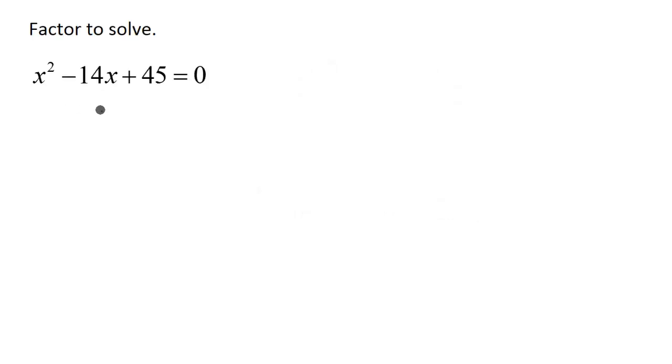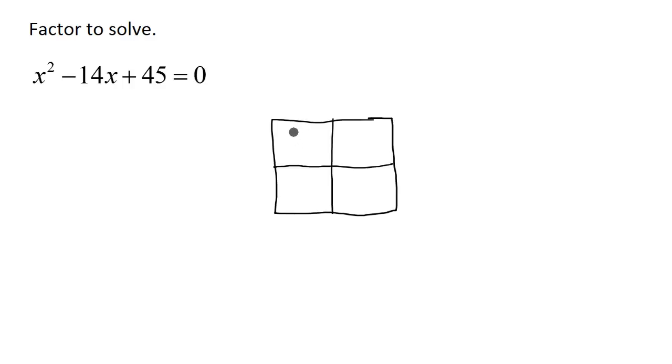In this video, I have a quadratic equation that I'm going to solve using the box method. So the first thing that I'm going to do is create a box over here on the right side. And in the top left-hand corner, I'm going to put my ax squared term, and that is x squared. In my bottom right-hand corner, I'm going to put my 45, which is my constant, or my c.